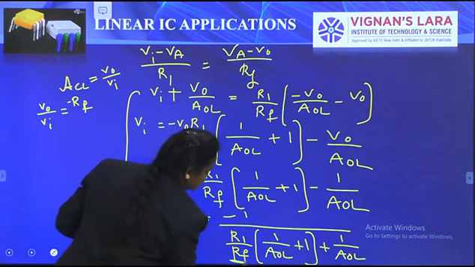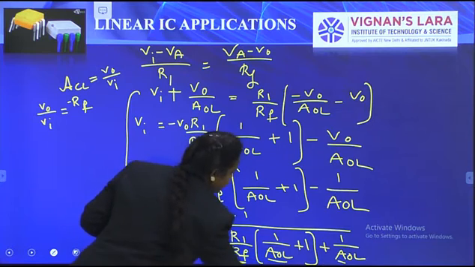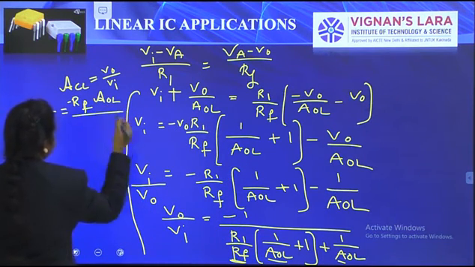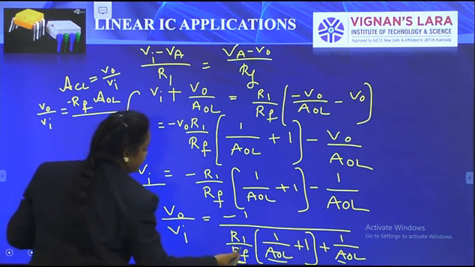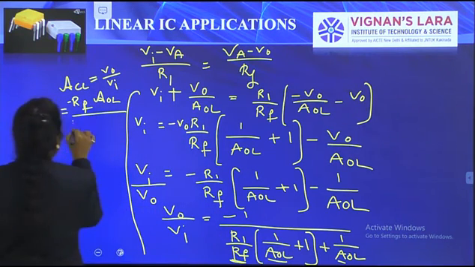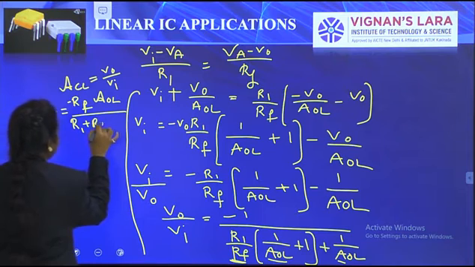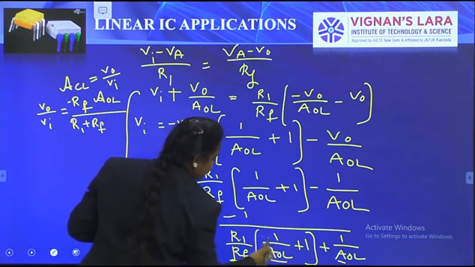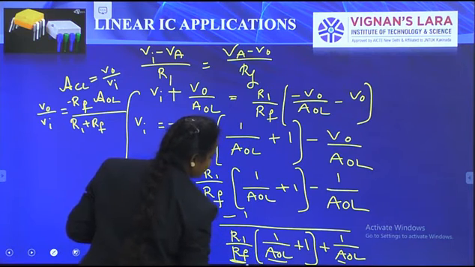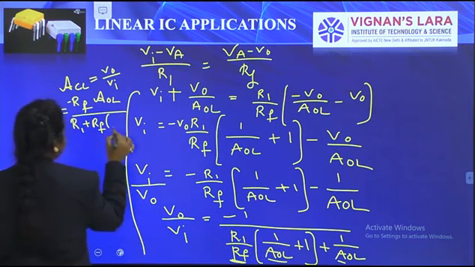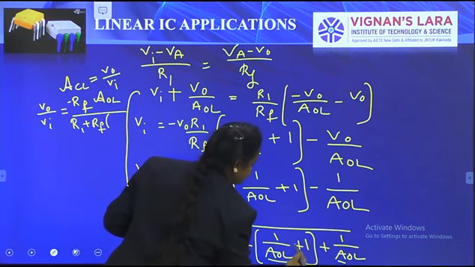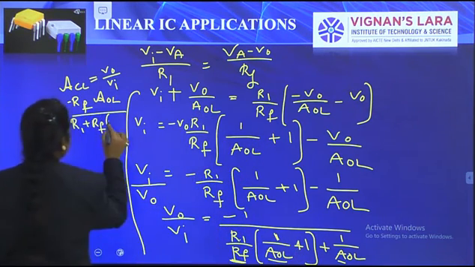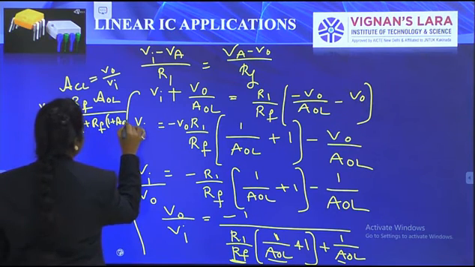Taking the LCM as RF AOL, we get minus RF AOL, and the remaining term is R1 plus RF. Taking the LCM of R1, the remaining term is R1 plus RF, plus 1 plus AOL.